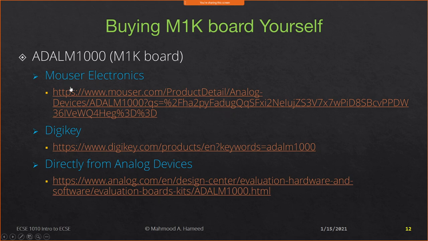Now on this slide, I am listing three main distributors of the board, Mouser, DigiKey, and you can also buy it directly from Analog Devices. The links to these are embedded in this presentation. I'm going to one by one take these links and paste them in the chat box so that you have them. But like I said, if you are not in a rush, then you can also wait for me to post these slides on Piazza and you can take the links from there.